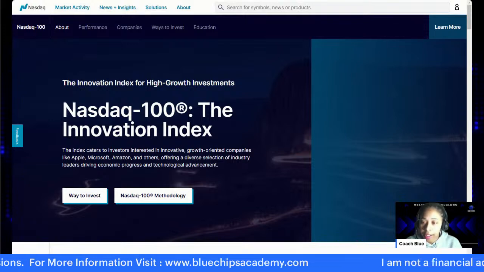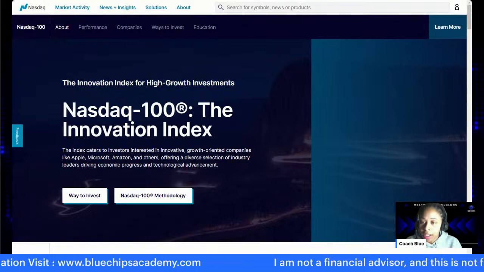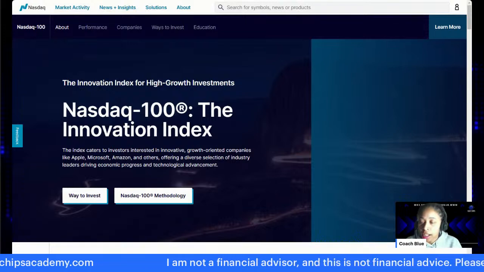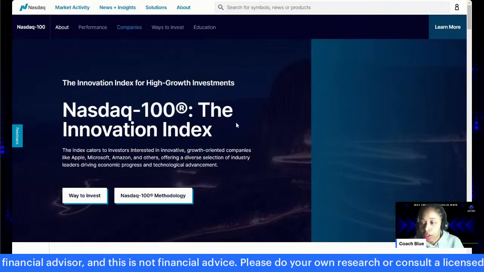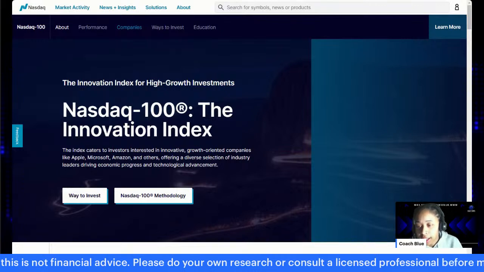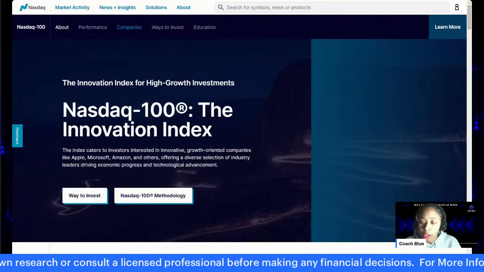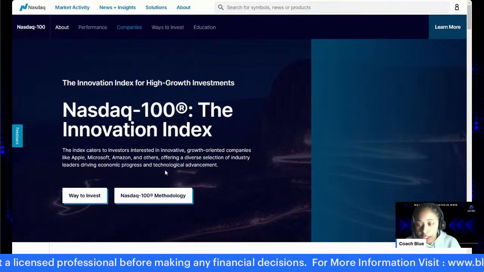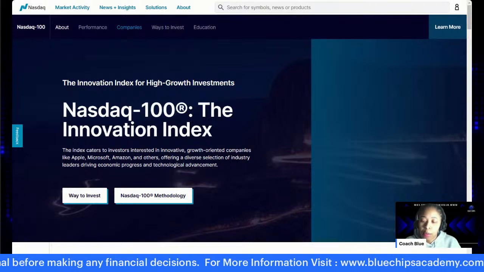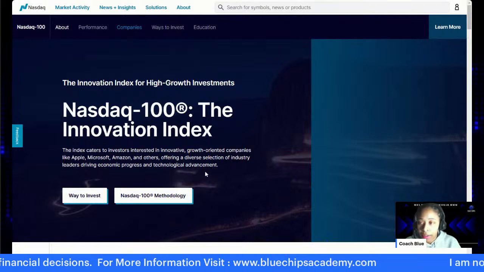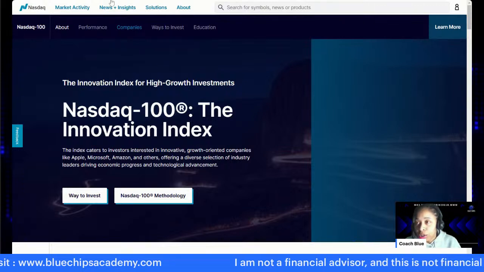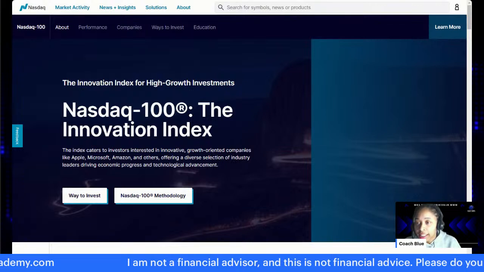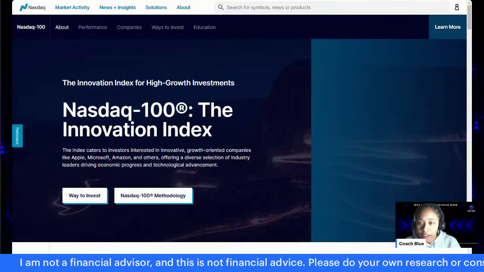Okay. So just to kind of go over a preliminary of what we actually trade. I trade the NASDAQ 100. For those of you that aren't familiar, it's an index that caters to investors interested in innovative, growth oriented companies like Apple, Microsoft, Amazon, and others, offering a diverse selection of industry leaders, driving economic progress and technological advancement.